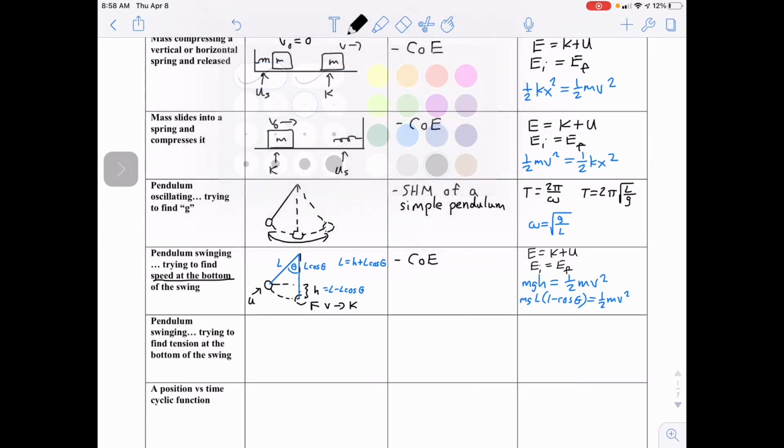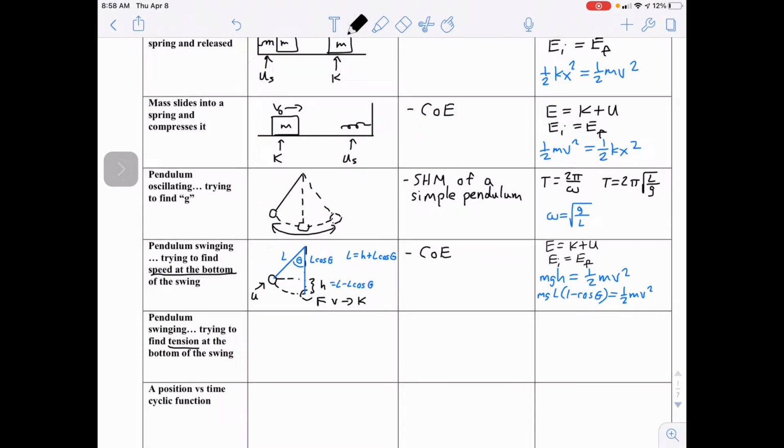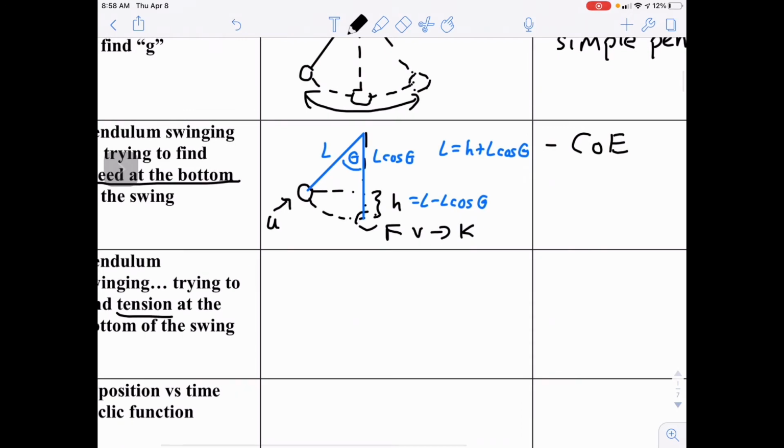Now, in the next scenario, you have a pendulum, but this time you're trying to find the tension force at the bottom of the swing. So I'm going to start with that pendulum again. This time I'm going to focus my attention only on the bottom of the swing. I don't need to know anywhere else. So there's the pendulum swing.